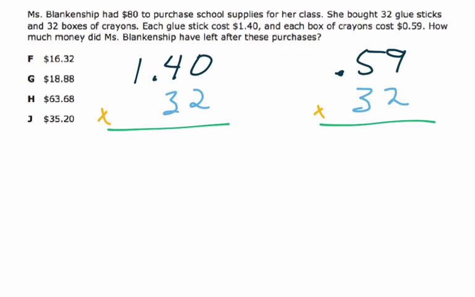32 boxes each is what she got. Crayons were 59 cents over there. And then glue sticks were $1.40. I put those right there. So let's go ahead and multiply these out, figure out how much each costs.